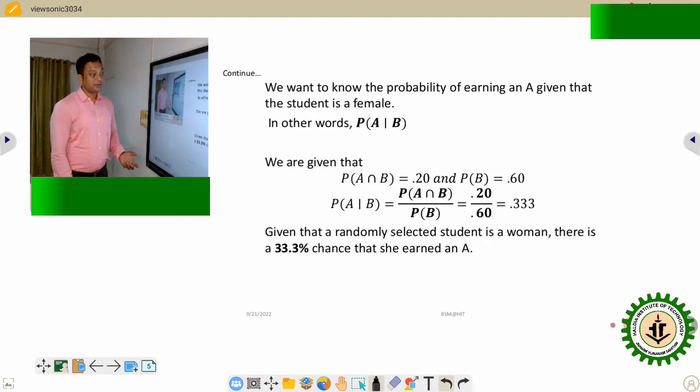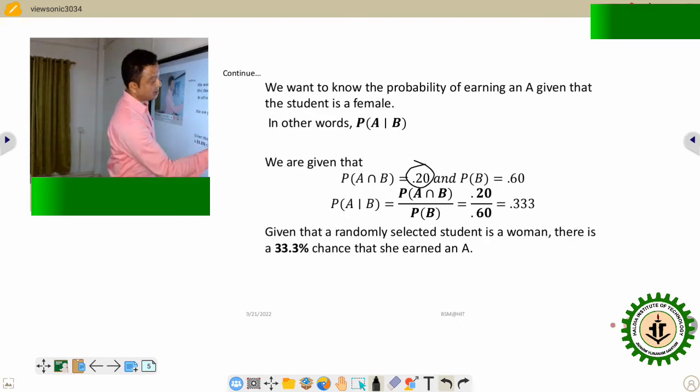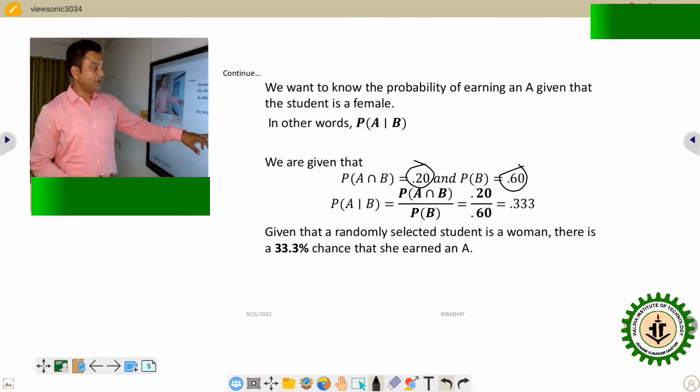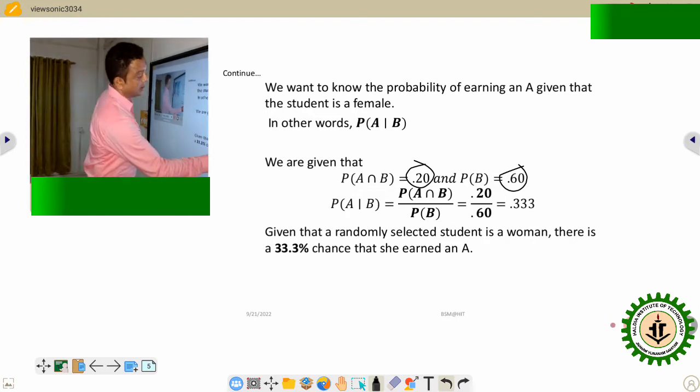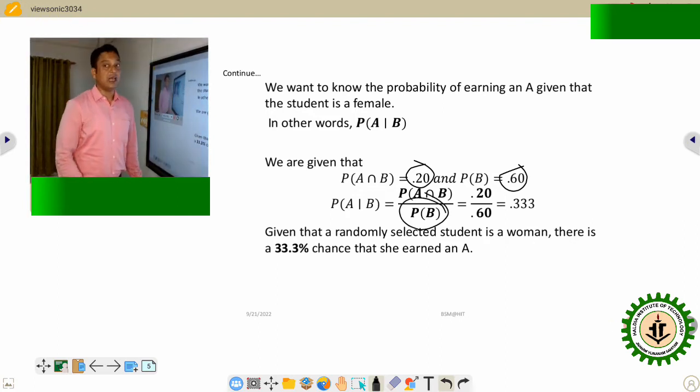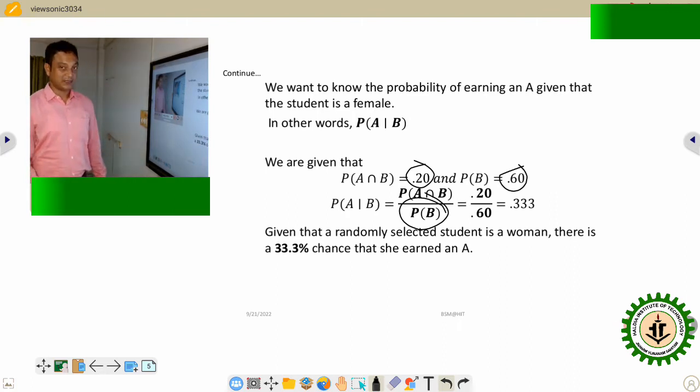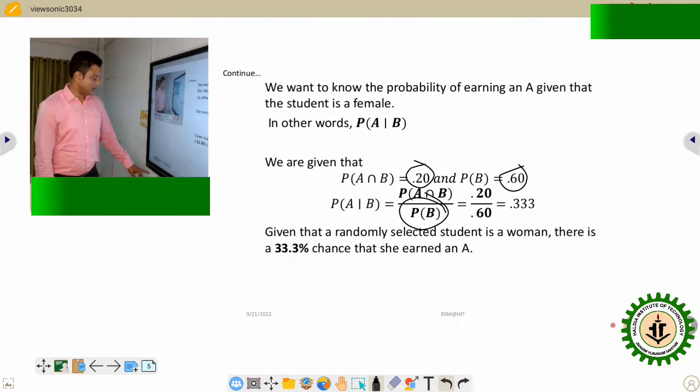We have discussed this: the intersection is 0.2 and probability of B is 0.6. So probability of A given B is probability of A intersection B divided by probability of B, which equals 0.33. One thing you can note is that the conditional probability is less than the probability of the denominator. It happens because it is not the whole sample space, it is a part of the sample space. In percentage it is 33.3%.